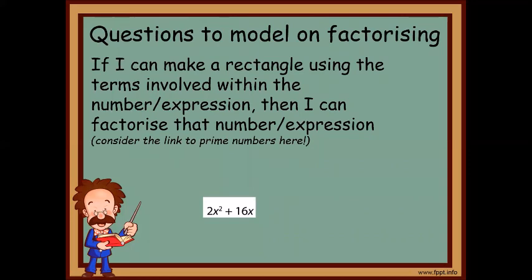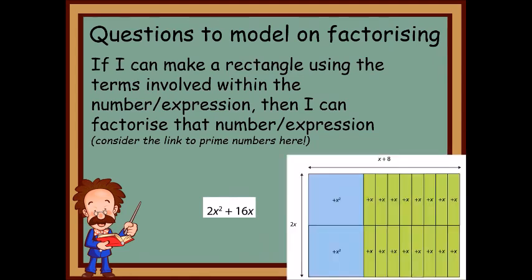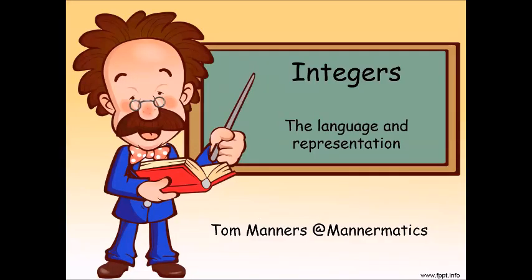And here we go. If I can make a rectangle using the terms involved, so the terms are 2 lots of x squared and 16 x's, I'm able to make a rectangle of them, and those factors are 2x times x plus 8. So that was going through some of the stuff from last time. I know I've done it quickly. Hopefully some of it's gone in, but if not, that previous video is there.